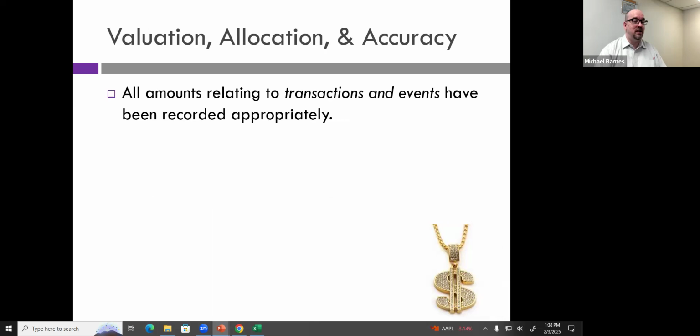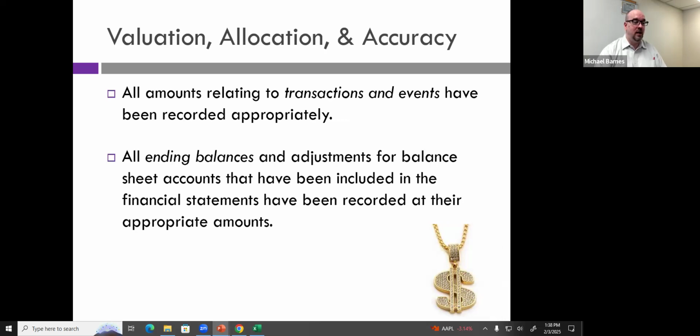All amounts relating to transactions and events have been recorded appropriately, and all ending balances and adjustments for balance sheet accounts that have been included in the financial statements have recorded their appropriate amounts. So remember I said completeness is did something get recorded? This is asking a similar question, but it's saying, did it get recorded at the proper amount or for the proper value? So this is another version of the recording assertion, but it's more specific. It's looking at the numbers and making sure that it got recorded at the appropriate amounts and appropriate values.